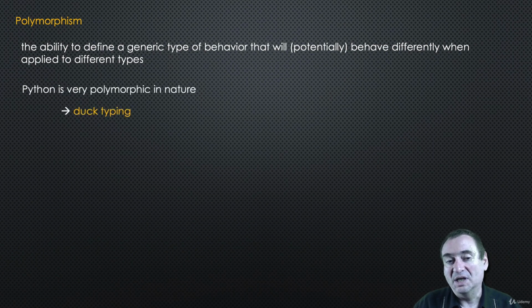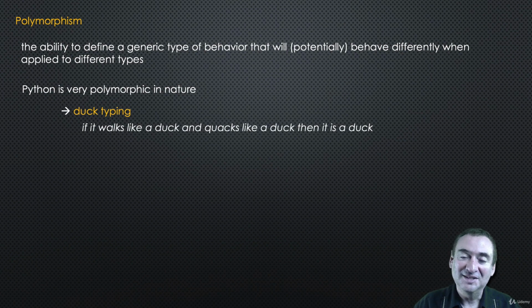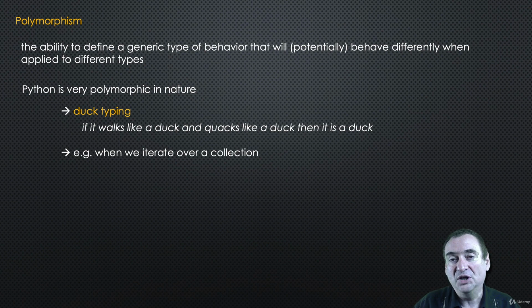It has what we call duck typing, which is really just an expression that was coined, which is that if it walks like a duck and quacks like a duck, then it is a duck. If you think about this sentence, what it means is that as long as an object has certain behaviors, we can use the behaviors of that object without caring what the object actually is. And we've seen that in Python a lot.